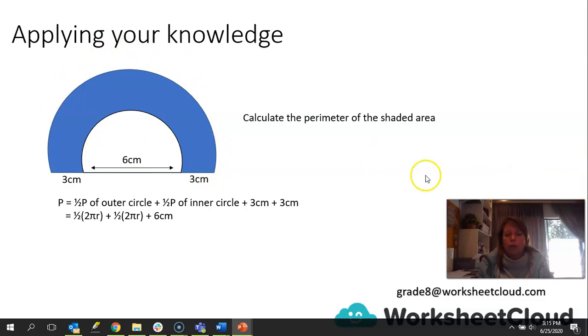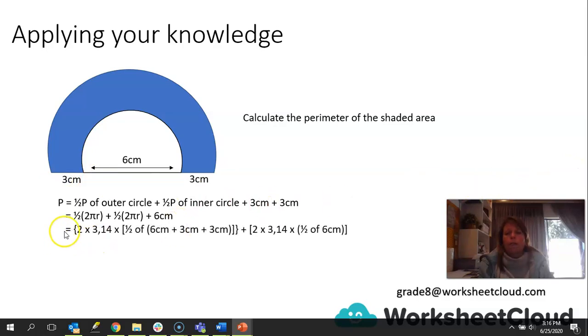So if we do that, it's going to be a half times 2 pi r plus a half times 2 pi r plus 6 centimeters. This one refers to the outside. This one here refers to the inside. And then our 3 and our 3 gives me 6. So it's that 3 and that 3. Because remember, we're working with perimeter.